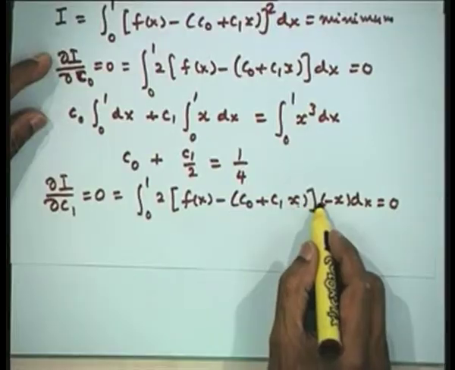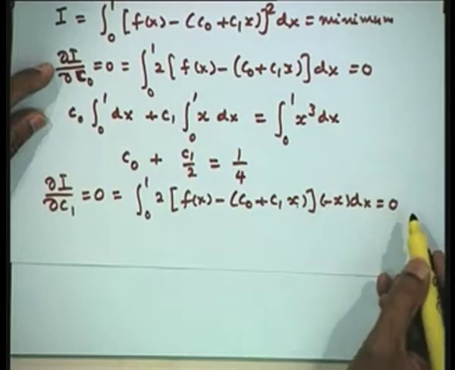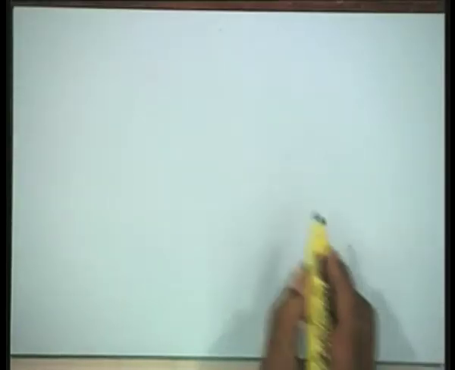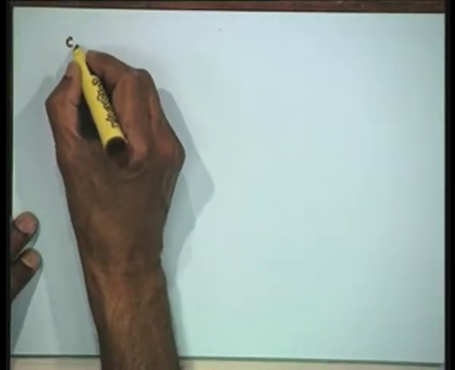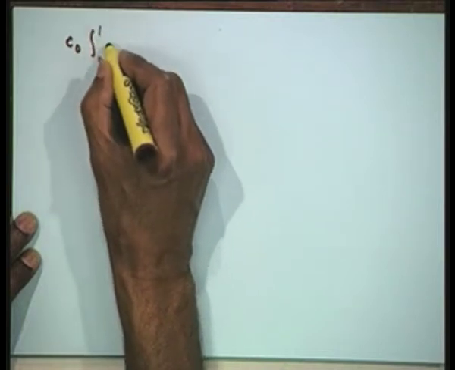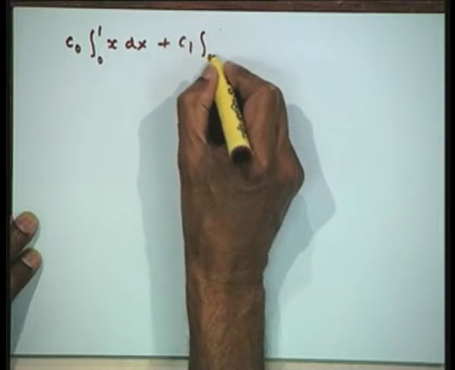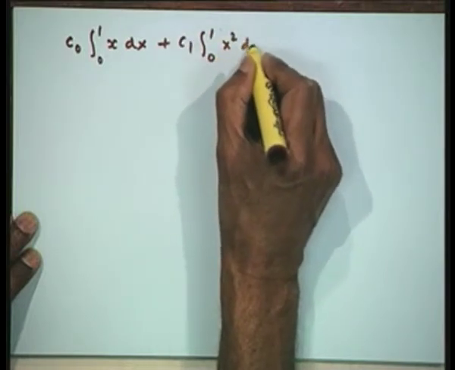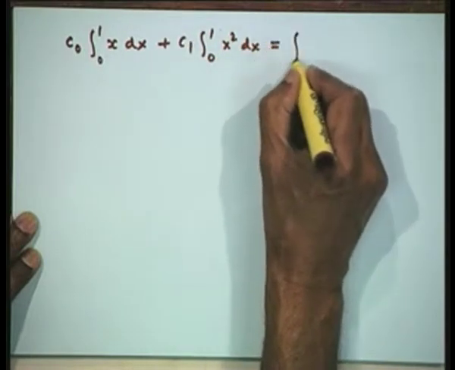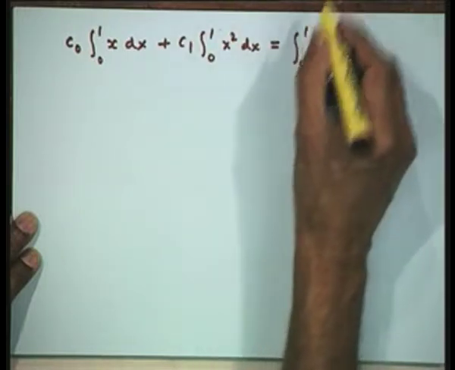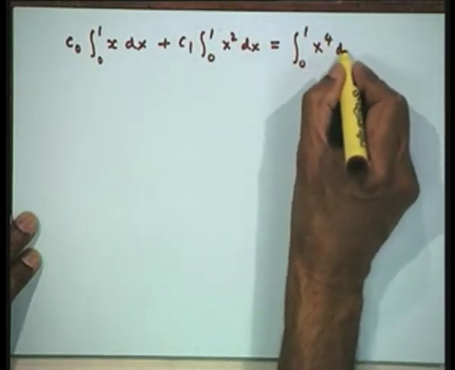Now, again we retain the terms of C naught, C 1 on the left hand side and take f x to the right hand side. Therefore, I would get C naught integral 0 to 1 x dx plus C 1 integral 0 to 1 x square dx, on the right hand side 0 to 1 x cubed into x, that is x to the power of 4 into x.